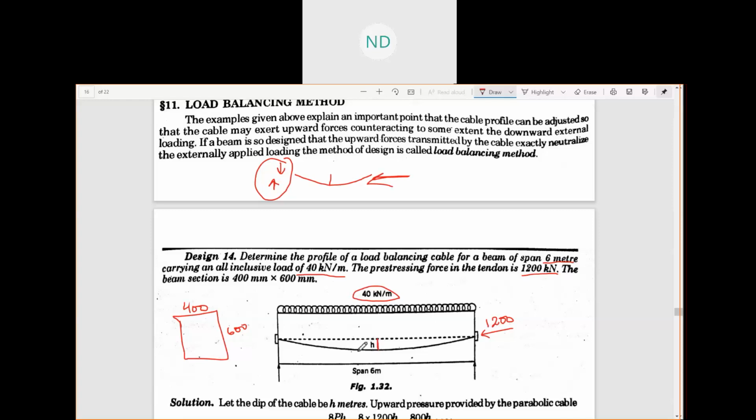Now, when we are doing the load balancing method and we are asked to find the profile, that means you have to find the H value, that is, the dip. When you know the dip, you will get the profile. If it is 150, it is going to be like this at the bottom. So to find this, we assume that the downward load, 40 kilonewton per meter, is equal to the upward load which this parabolic profile is giving, and that is given by 8PH by L square. We equate these two.